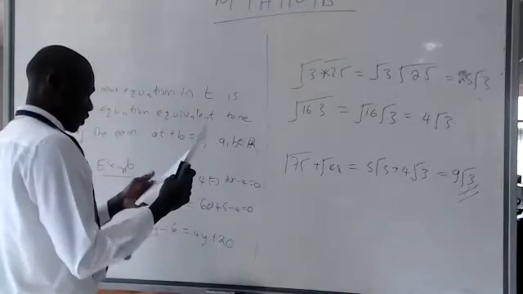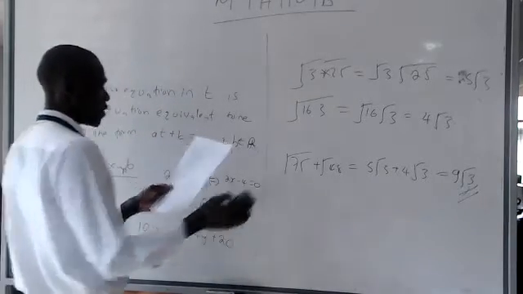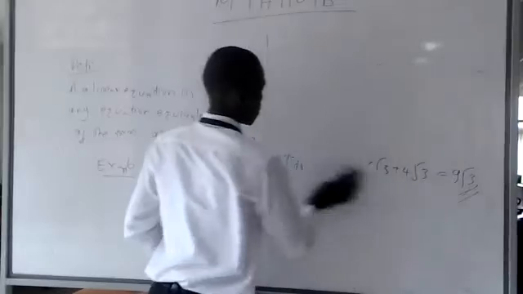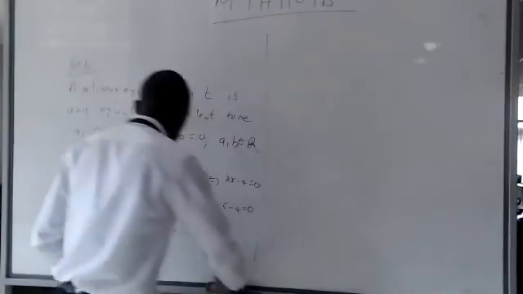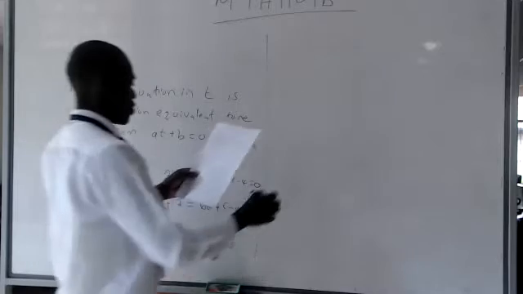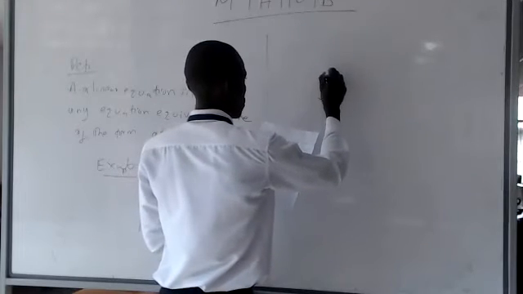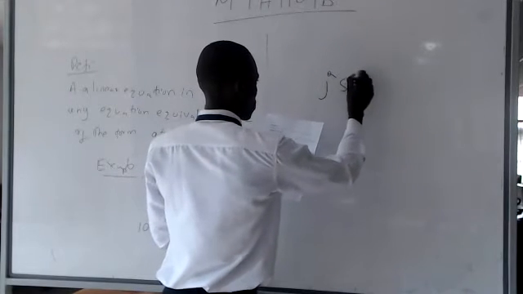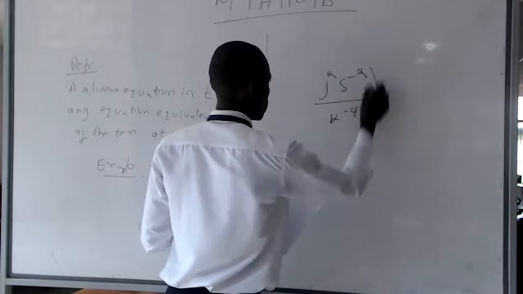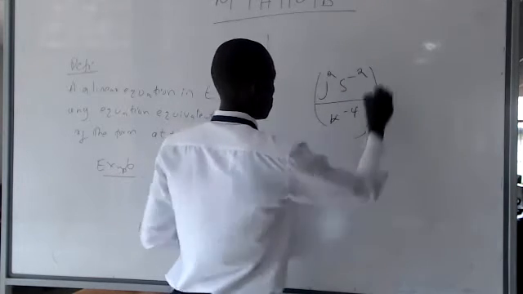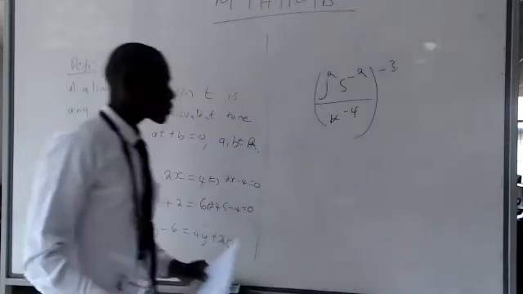And now we have to simplify by eliminating all the negative exponents. You must remember all the laws of exponents. We have j squared s to the minus 2 divided by k to the minus 4, all of this raised to the minus 3.